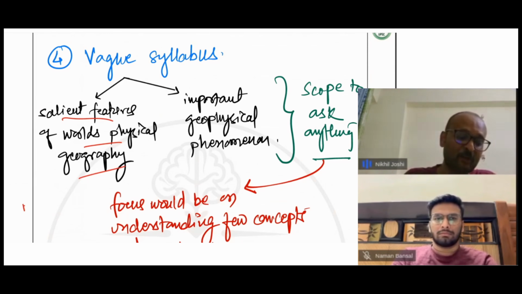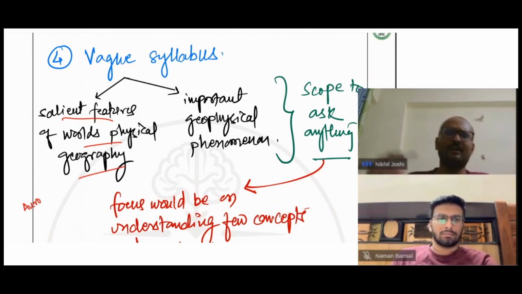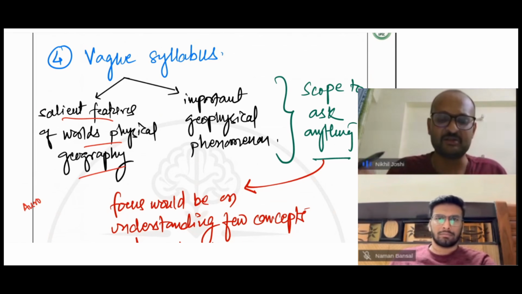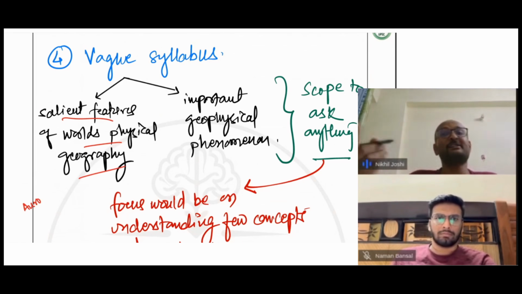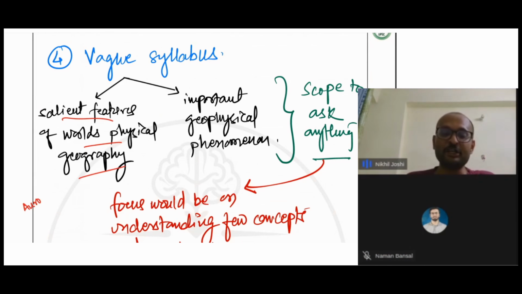Last year they asked about the phenomenon of aurora borealis and aurora australis. Good. So that is actually a feature of world's physical geography. Similarly, there is another part in the second aspect, which is important geophysical phenomena. They do give a bit of a list about that, like earthquakes, volcanoes, tsunamis. But if you go through the PYQs and have a look at the Pareto optimized sheet, you would see that they are not limited to those phenomena.